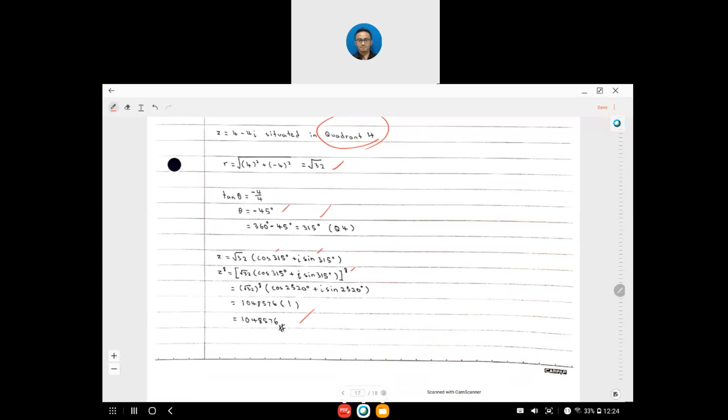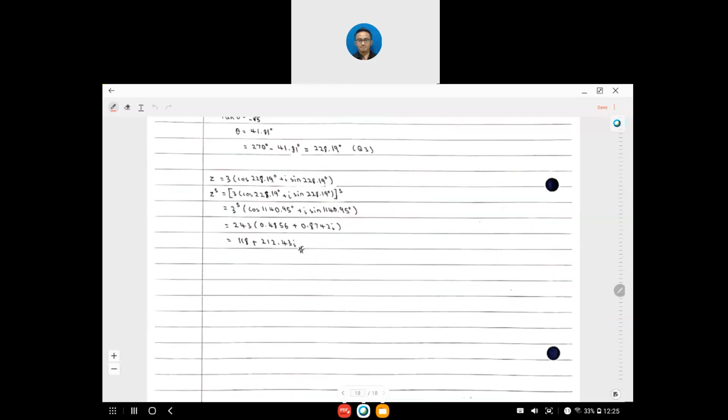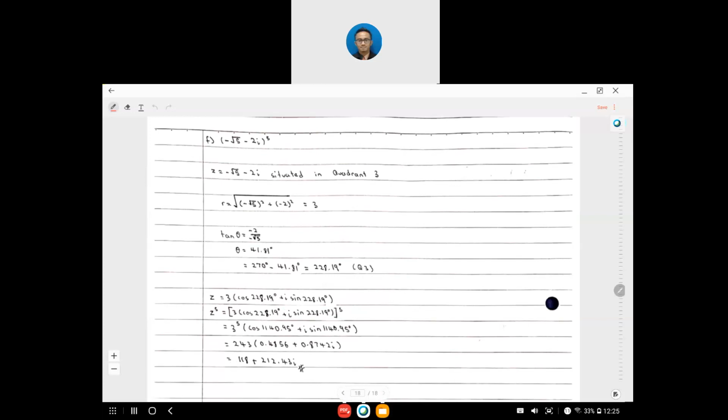Okay. Our last question for today. (Negative 5 minus 2i) to the power of 5. So find the r, you can get root 29, placed at quadrant 3. Angle theta 41.81. You made a mistake here. It's not 270. It must be 180 plus 41.81, because it gives it here. If you do 270 minus, it gives it here.